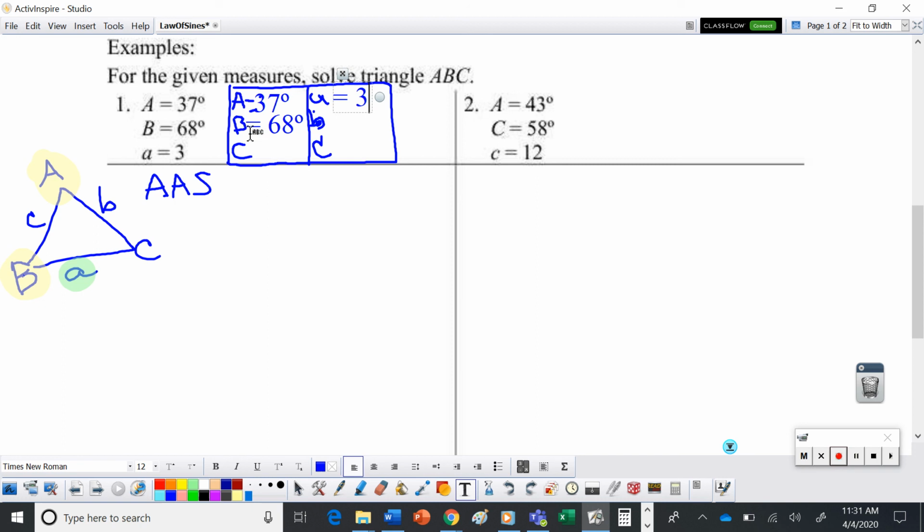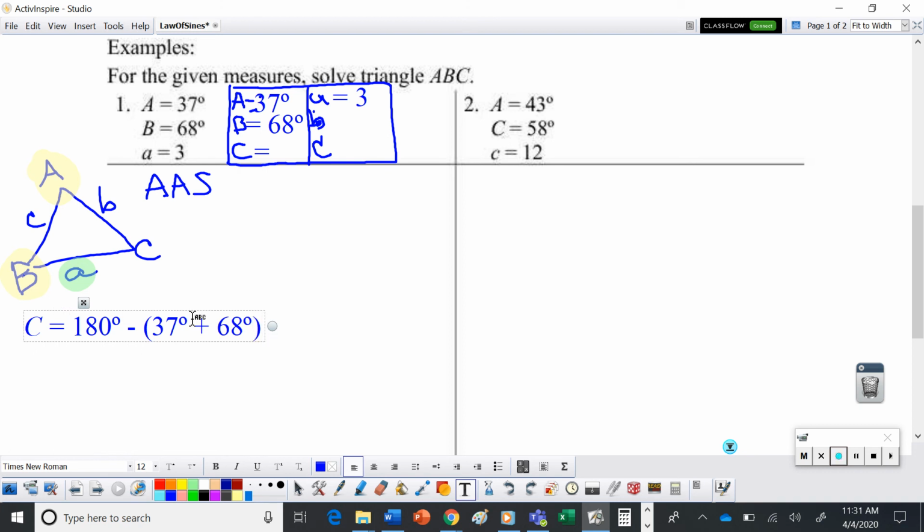Now, the very first thing that we can find before anything else, we can use a really simple fact about triangles. We know that the angle measures have to sum to 180 degrees. So what we can do is take the two angles that we're given and subtract them from 180 degrees. So that means that the measure of angle C is going to be equal to 180 degrees minus the sum of the other two, 37 degrees and 68 degrees.